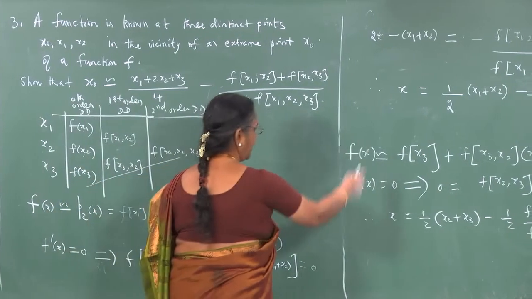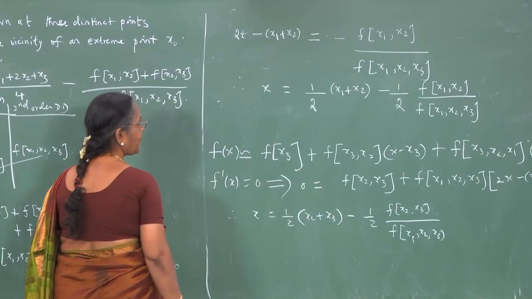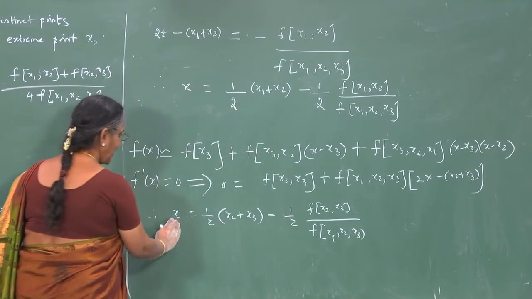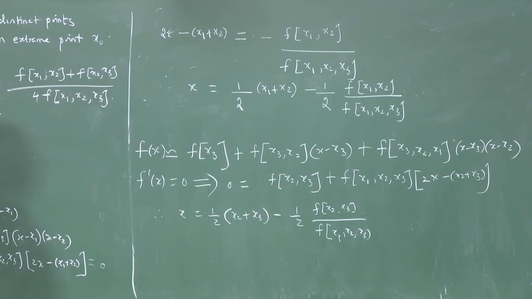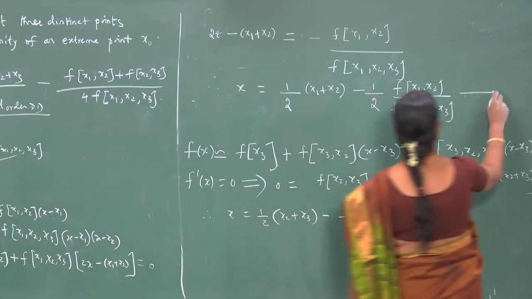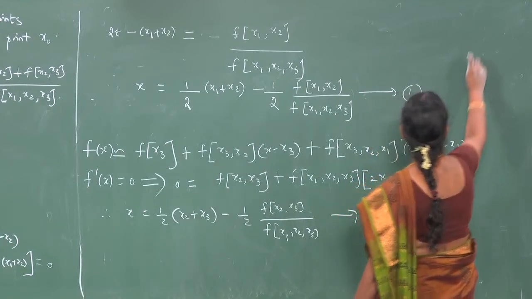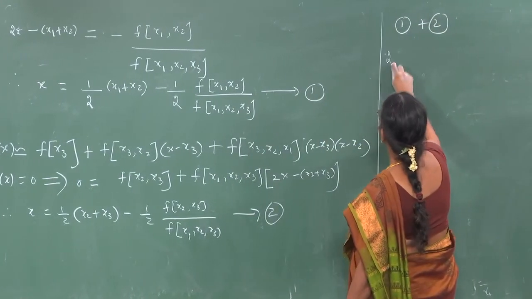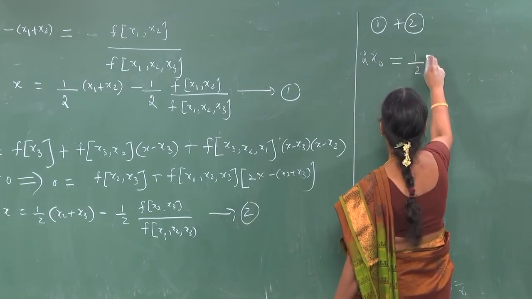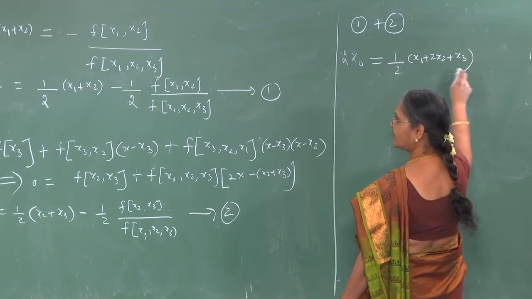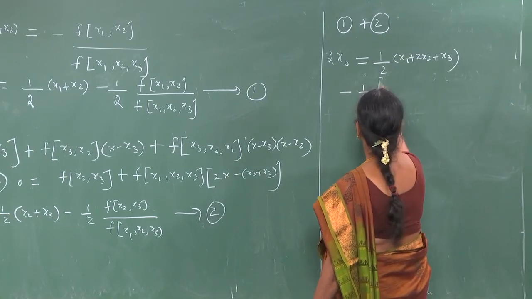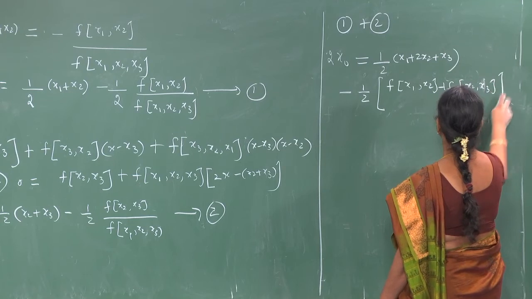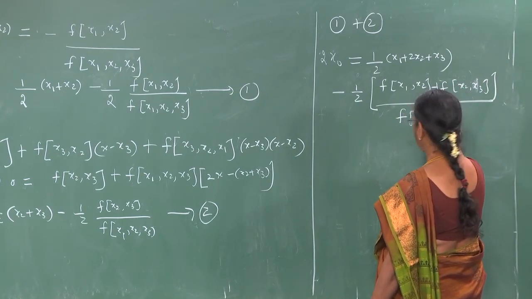So, at an extreme point, which I denote by x naught, we have x naught given by this as well as this. Both are approximations to the extreme point x naught. So, if I call this result 1 and this result 2, I use both these results 1 and 2, and that will give me 2 times x naught equal to half of x1 plus 2x2 plus x3 minus half of f of x1, x2 plus f of x2, x3 divided by f of x1, x2, x3.